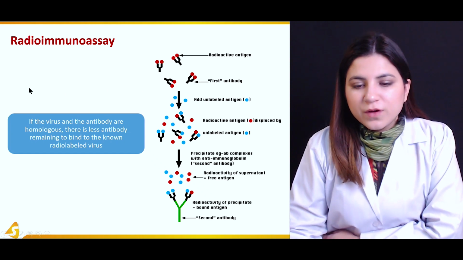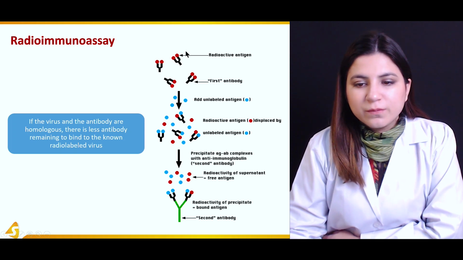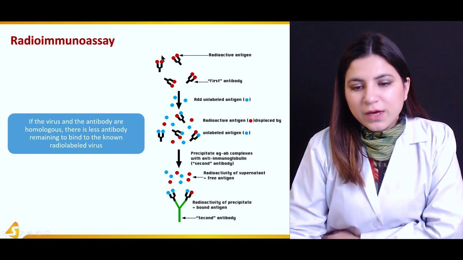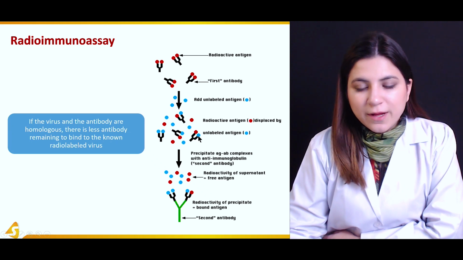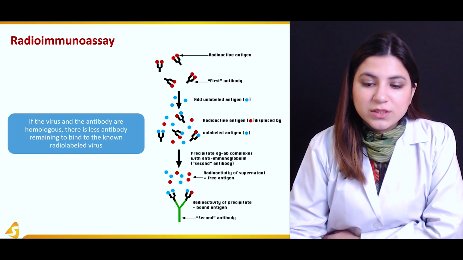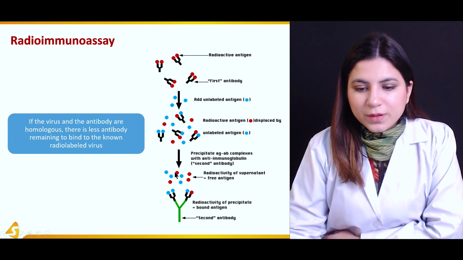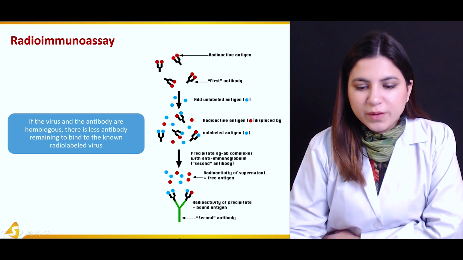If you look closely at the figure, you can see that we have an antibody and it's bound to a radiolabel or a radioactive antigen. If we add the unlabeled antigen, which in this case will be our virus, into this sample, then the radioactive antigen will be displaced by the unlabeled virus if the virus is homologous to the antibody. And this complex can then be precipitated with the anti-immunoglobulin, which is a second type of antibody which will be present.